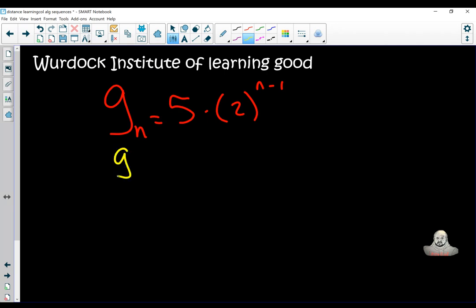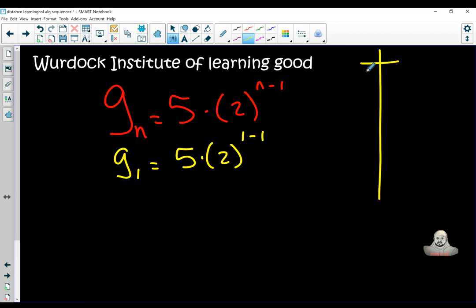If you wanted to figure out your first term, you would place a 1 in for n. That math right there would turn that into 0. 2 to the power of 0 is 1, and 5 times 1 is 5. Maybe I'll make a list here off to the side. Your first term is 5.